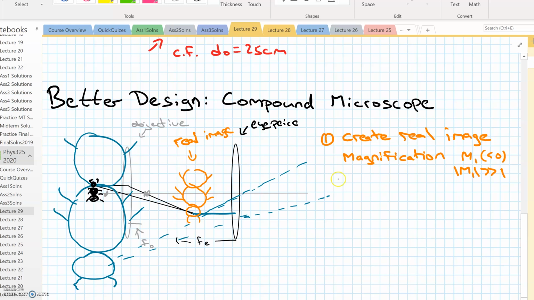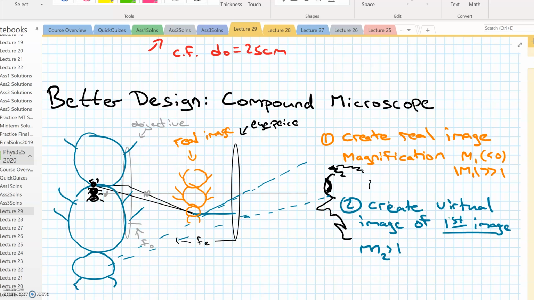We have our terrified observer here as usual, and they see this inverted image of the bug. Inverted because the first magnification was due to a real image, and the second one was a virtual image, so it didn't re-invert it. And that's what you see out of your compound microscope. So we'll call that step 2. And that's how the compound microscope works.